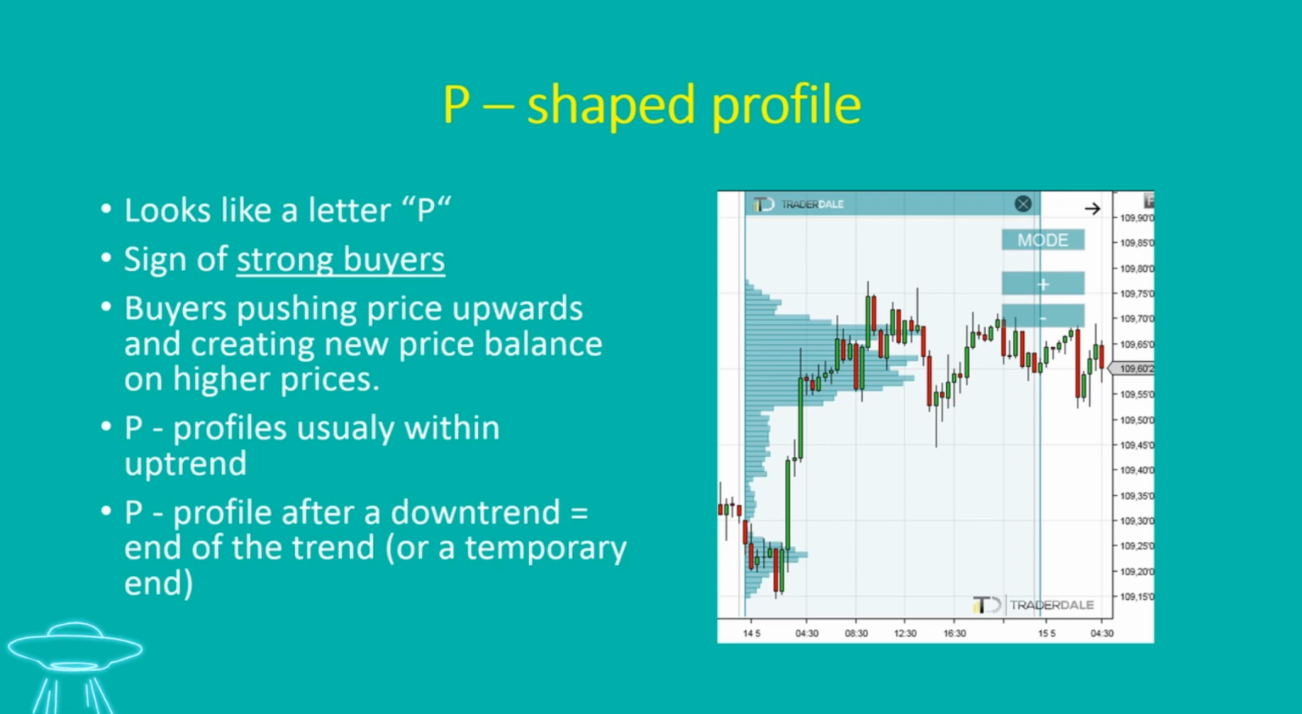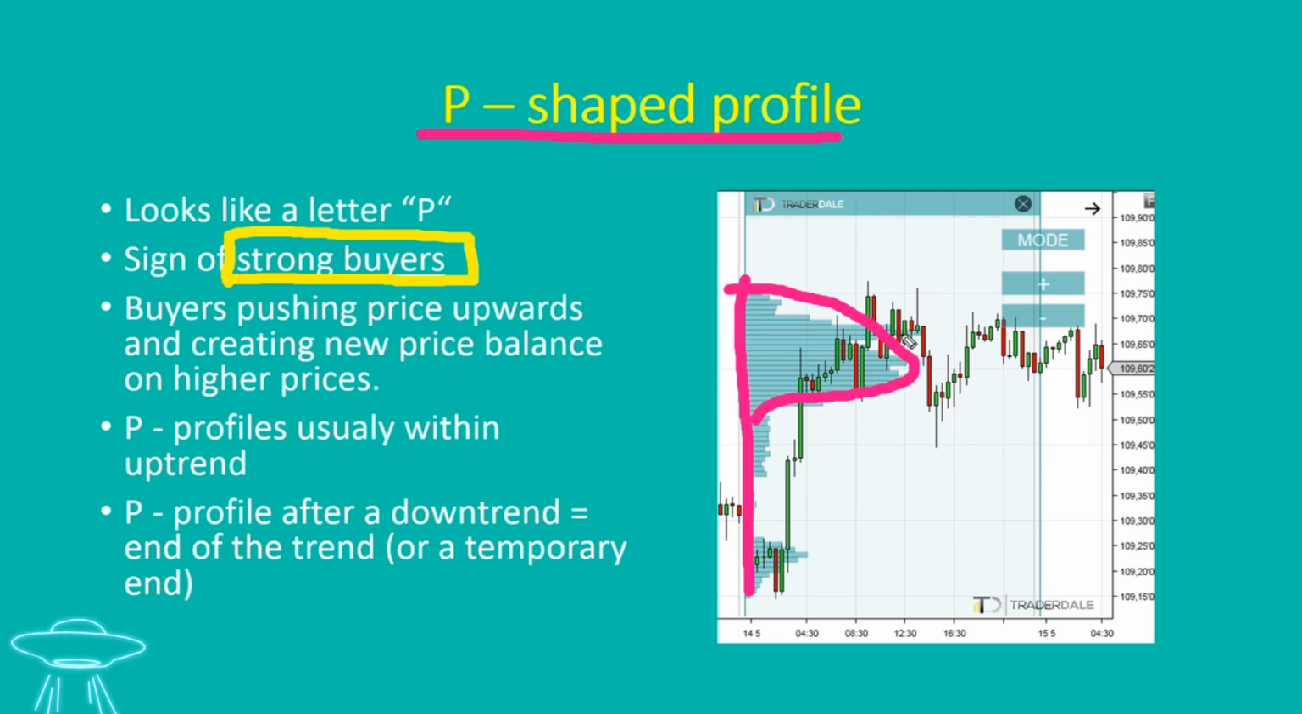The next volume profile shape is the P-shaped profile. It's called P-shaped because it looks like a letter P, right? Letter P. And when you see a P-shaped profile, the most important thing is that such a profile is a sign of strong buyers. So whenever you see a profile like this, you know that this is a sign of strong buyers.